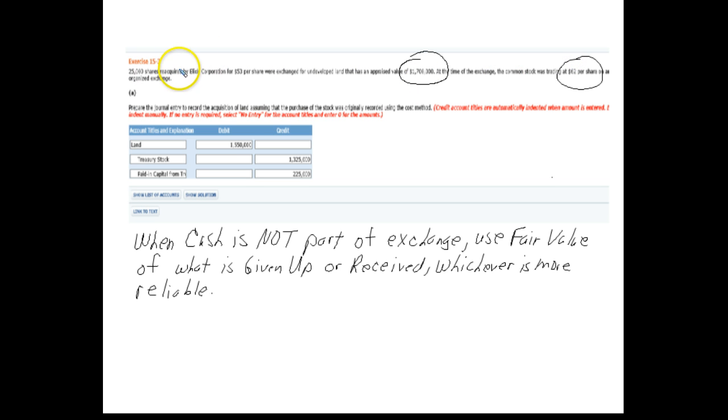So we've got shares reacquired. So really that's treasury stock, isn't it? So we've got some treasury stock that this corporation is going to exchange for land. So it's a non-cash transaction. We're giving up treasury stock in exchange for land.